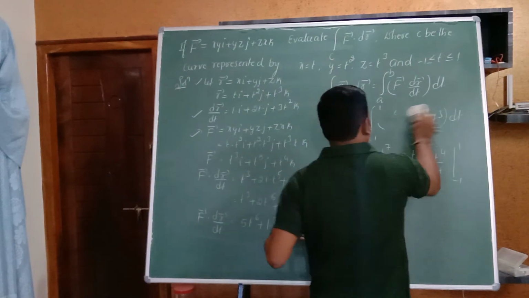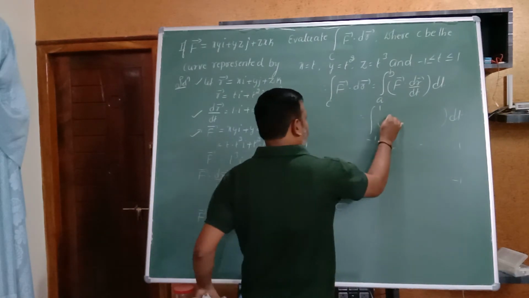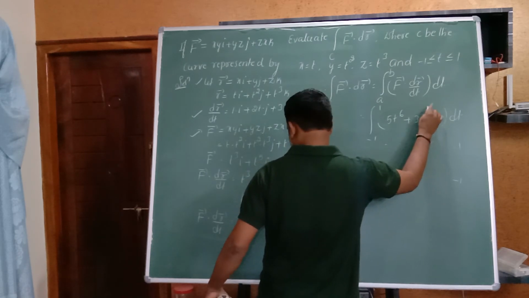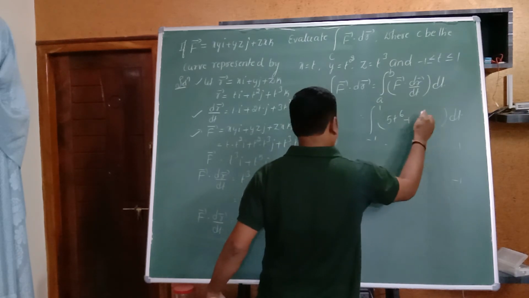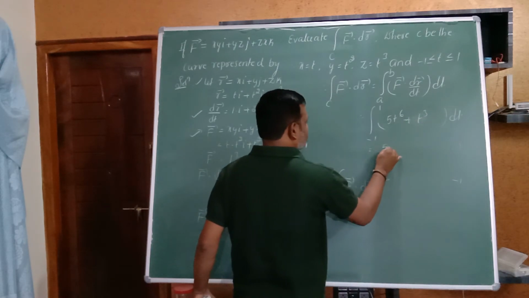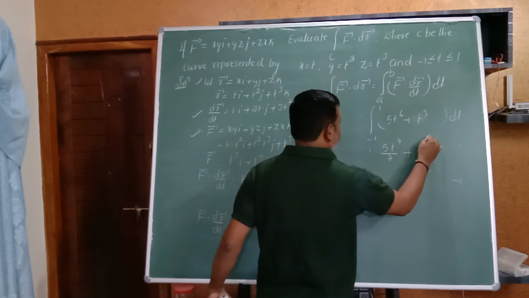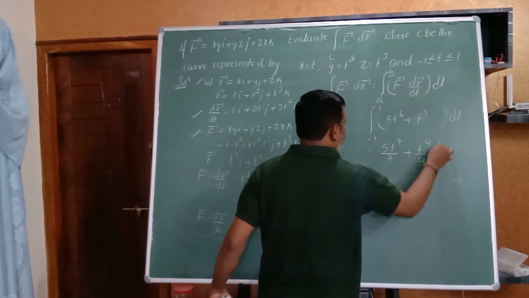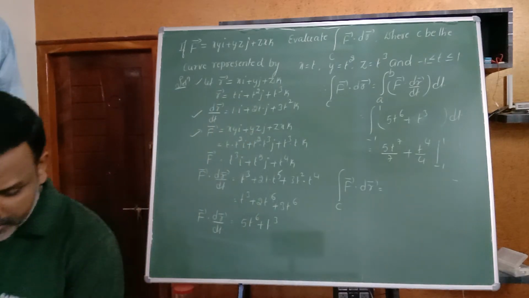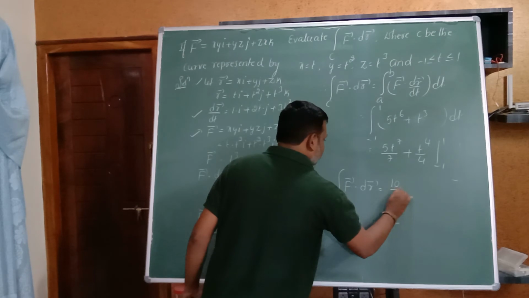Okay, instead of that I am going to write here: 5t power 6 plus t power 3 only. So after integration, what will we get? This is 5t power 7 divided by 7 plus t cube is t power 4 divided by 4, between -1 to +1. After applying the upper limit and lower limit, you will get the answer 10 by 7.